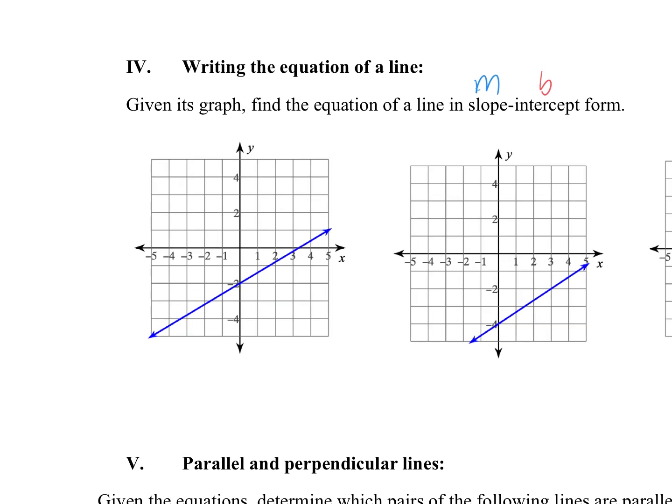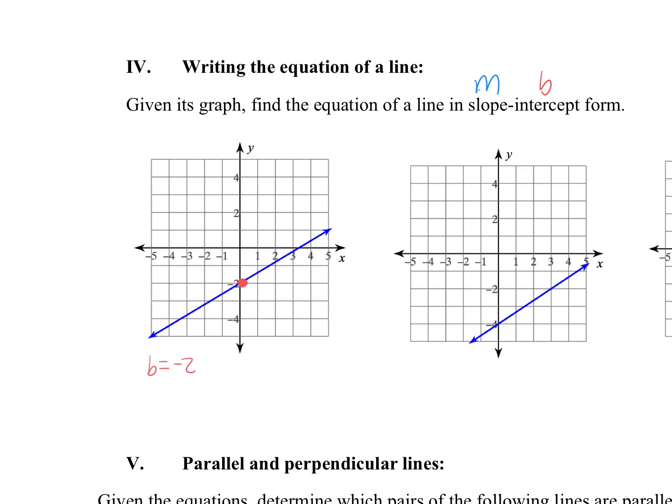Your intercept is always where you start. Like I said, b means begin. Always start at your y-intercept. Your y-intercept in this case is going to be this value right here at -2. That's where it crosses the y-axis. So I'm going to say b equals -2.